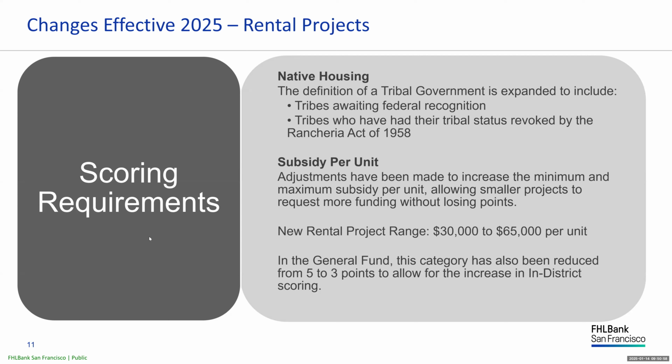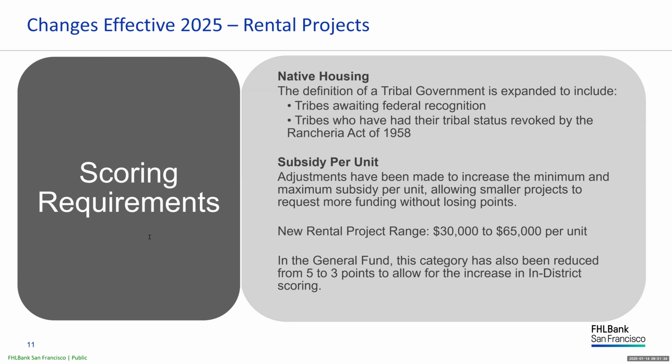For our subsidy per unit category, adjustments have been made to increase the minimum and maximum subsidy per unit for both owner and rental projects, allowing smaller projects to request more funding without losing points. In the general fund, this category has also been reduced from 5 to 3 points to allow for the increase in in-district scoring. And the new range for rental projects is $30,000 per unit to receive the maximum points in the category, declining to receiving 0 points for asking for $65,000 or more per unit.